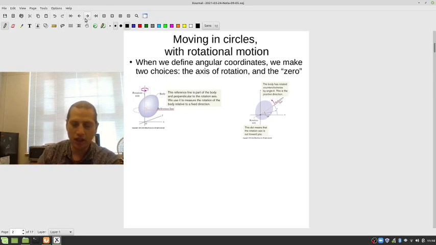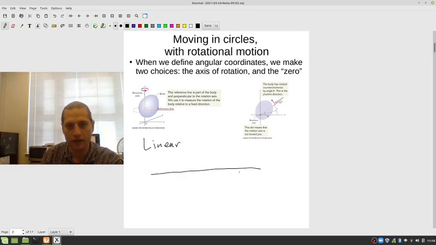Well, just like in our linear case, we had to choose an x equals 0. And that was a choice. But my displacement along that was more or less fixed after I put that x equals 0, and I define my direction that I mean by plus x. And then you can talk about your displacements, you can talk about everything else.